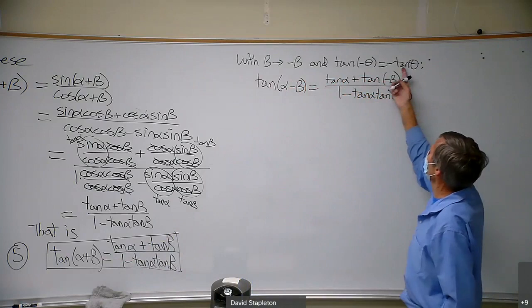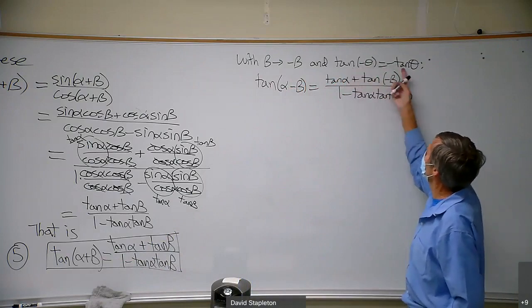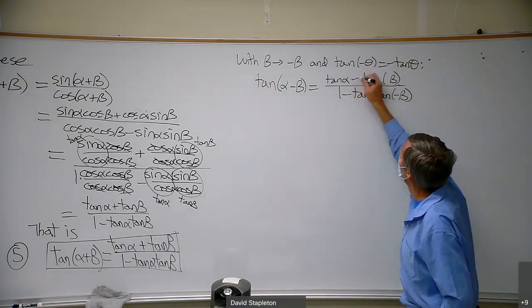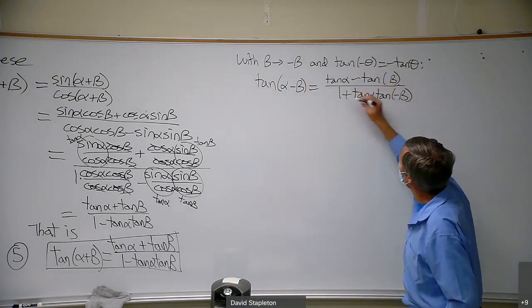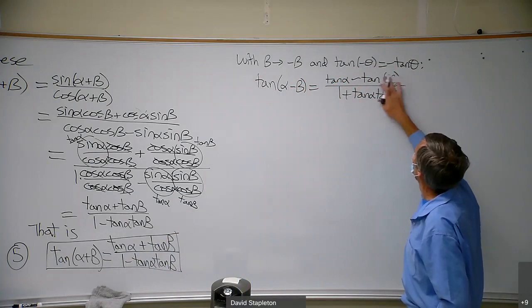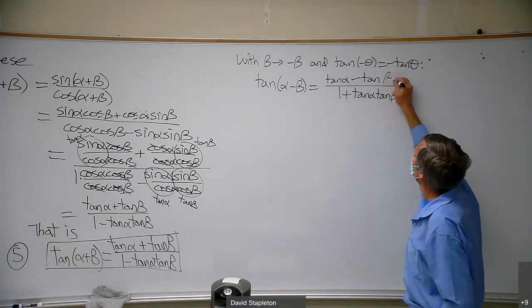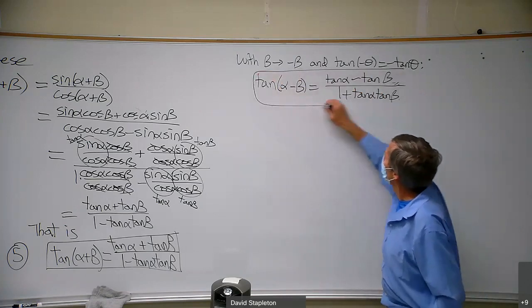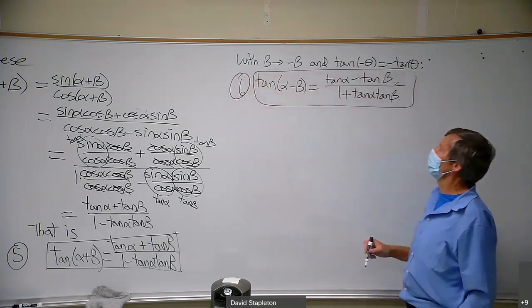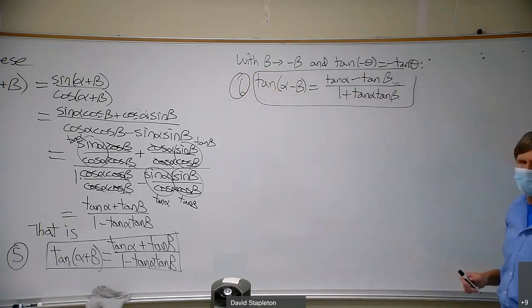And pull the minus out: tangent of minus theta is minus tangent of theta, so you pull the minus out and put it here, and make this a plus. There's the sixth one. We have 6 sum and difference identities: 2 for sine, 2 for cosine, and 2 for tangent.